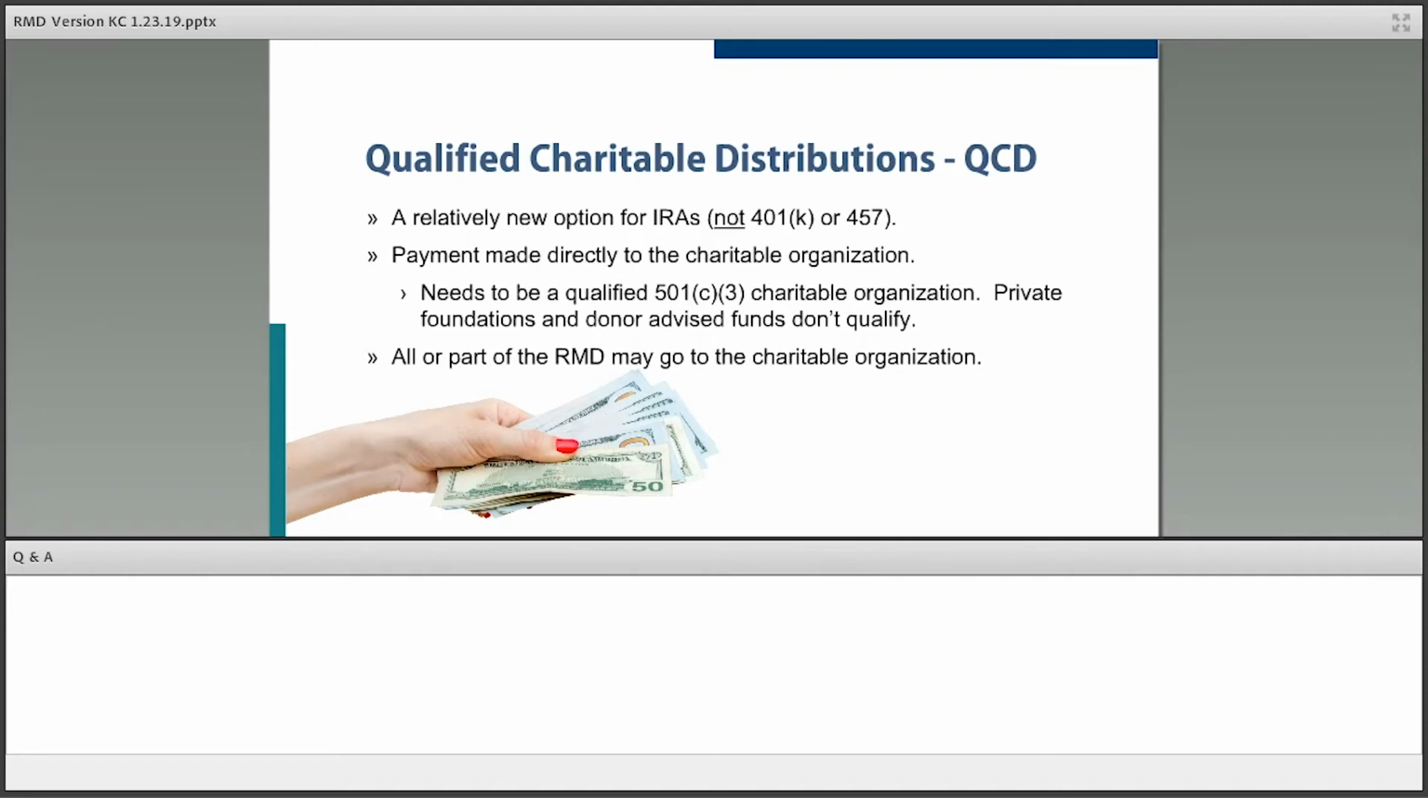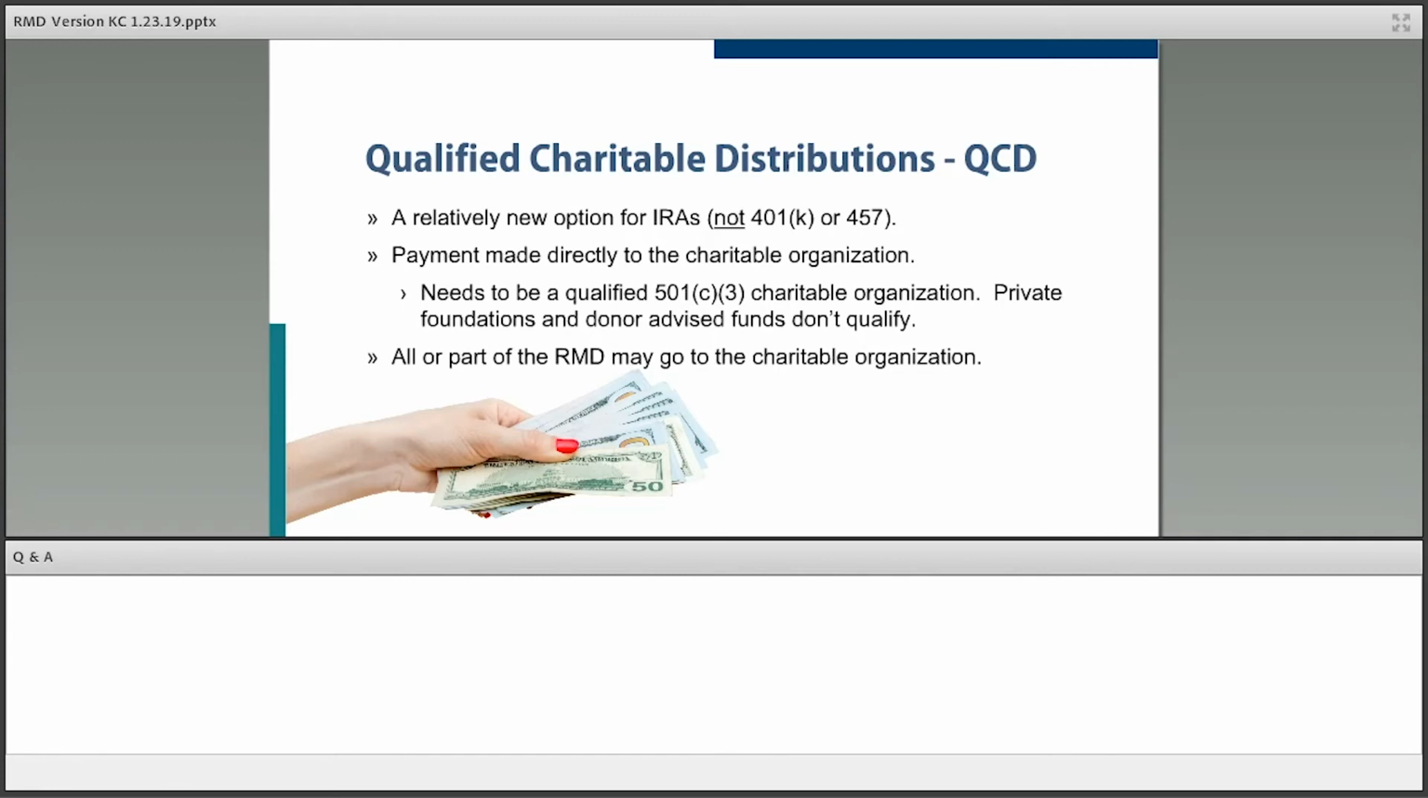Now, that charitable organization must be a qualified 501(c)(3) charitable organization. It can't be made to a private foundation or a donor-advised fund. This has become very popular lately as a tax strategy for some of our participants. And so they can just take their minimum distribution from the traditional IRA and send it directly to their charitable organization of their choice. There's a couple of things that I want to point out to be aware of.